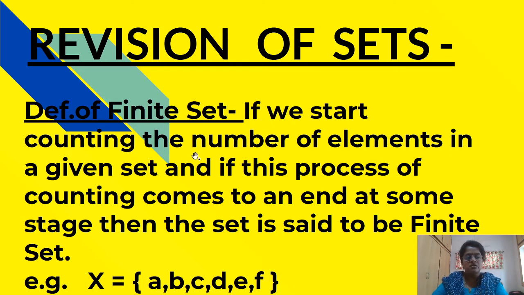If we start counting the number of elements in a given set and if this process of counting comes to an end at some stage, then the set is said to be a finite set. For example, X = {a, b, c, d, e, f}. This set X contains 6 elements.